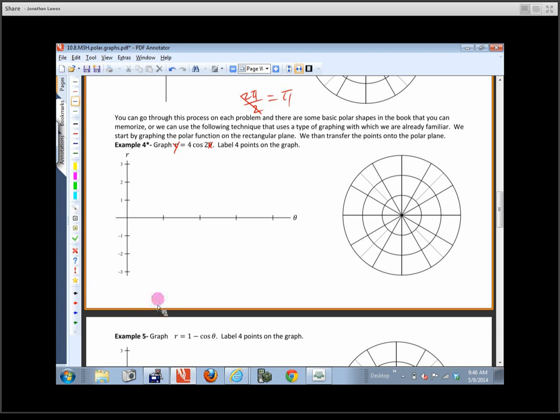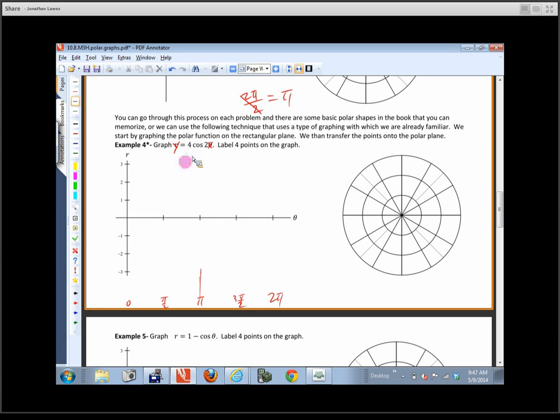So I'm going to label this. This is 0. This is pi. This is 2 pi. This is pi halves. And this is 3 pi halves. You with me? Okay, I complete a cosine curve in this much time right here. 0 to pi.